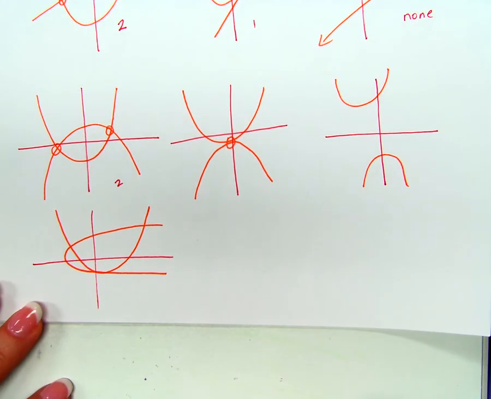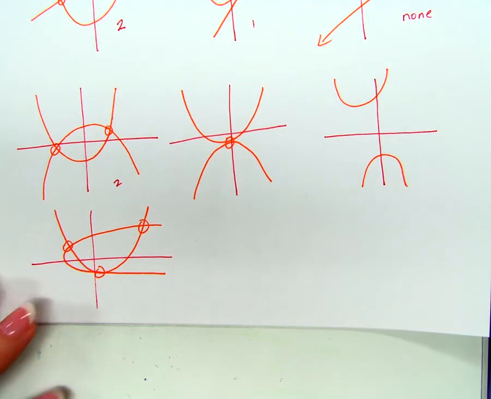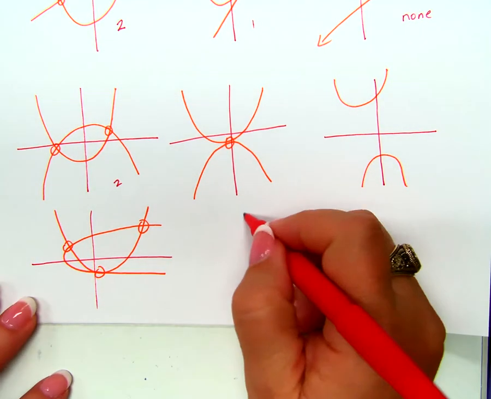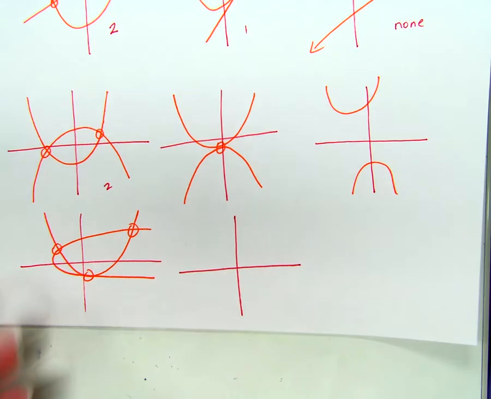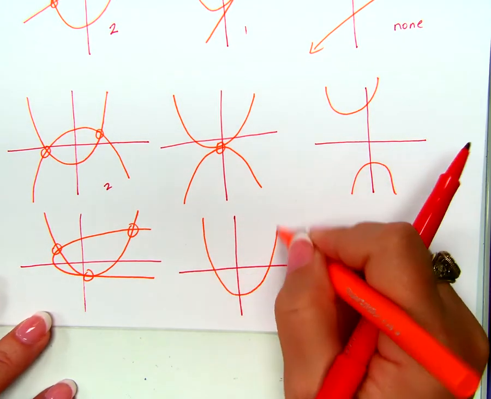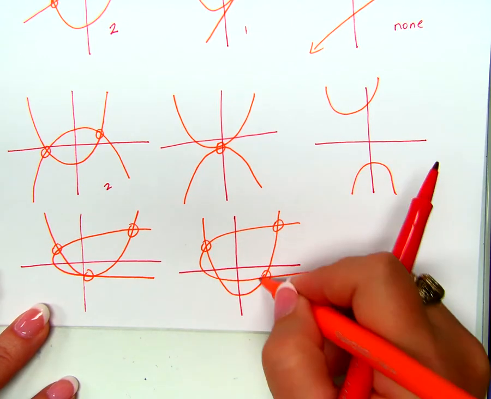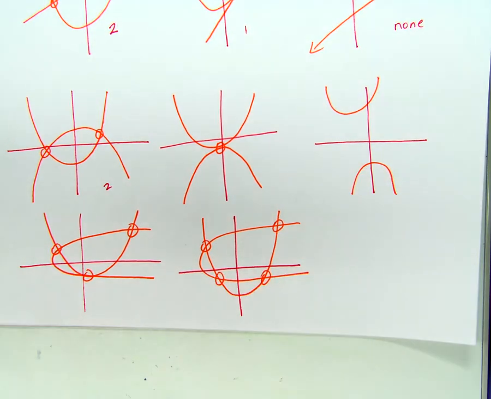You're allowed to have sideways parabolas? We studied them, didn't we? 1, 2, 3. Could we have 4? How? Further up, so like that. 1, 2, 3, 4. What about 5?